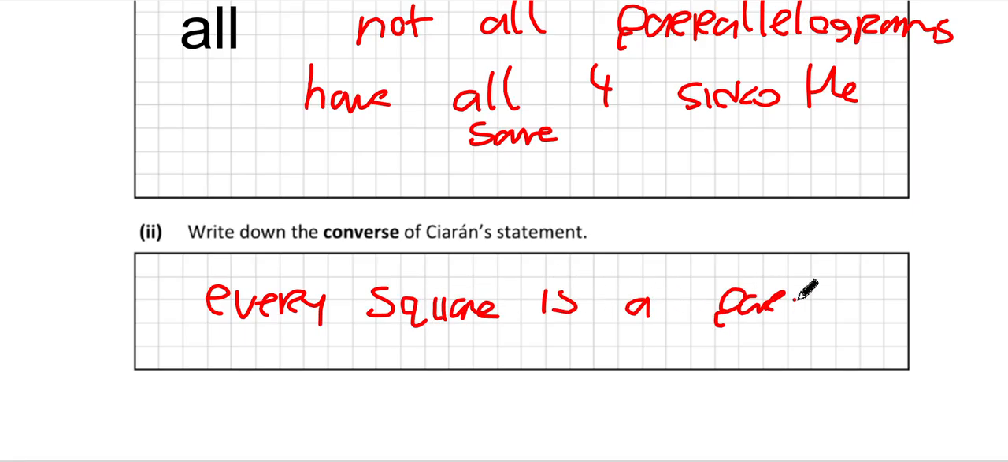Because in a parallelogram, opposite sides have the same slope. In a square, they have the same slope. Opposite sides are the same length. And in a square, opposite sides are the same length. So every square is a parallelogram.